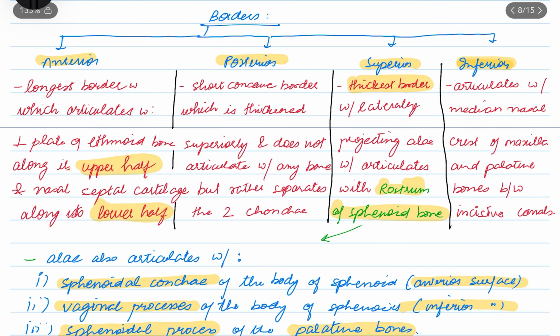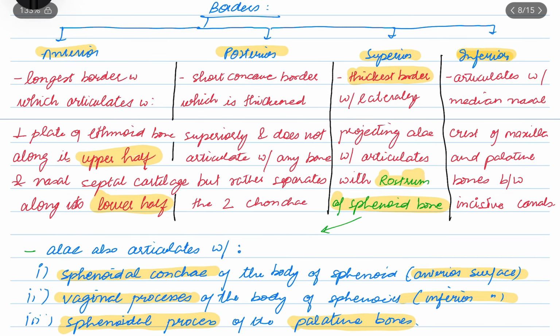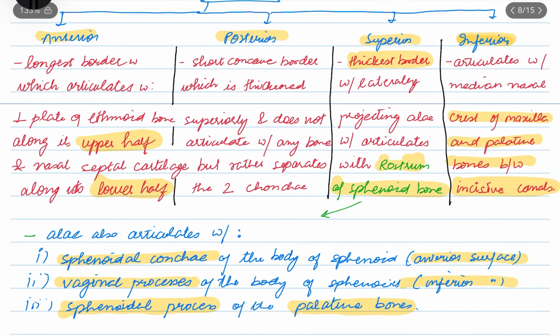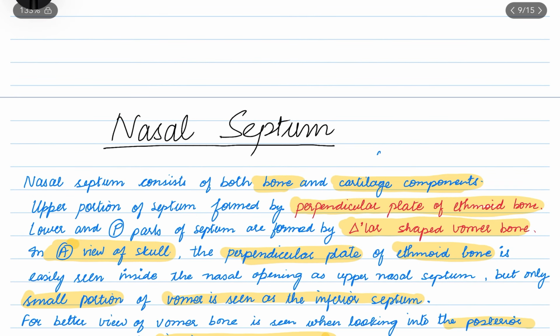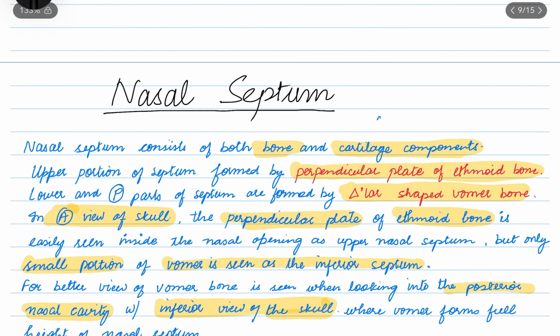Now the inferior border, which articulates with the medial nasal crest of the maxilla and palatine bones between the incisive canals. Both of the bones are finished. Let's talk about the nasal septum now.